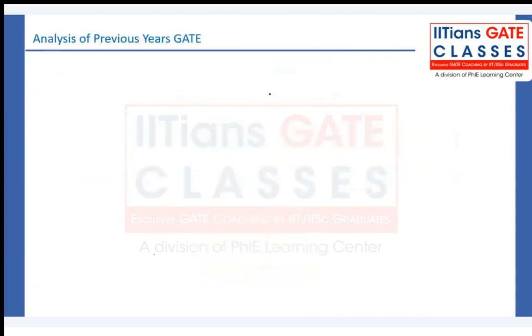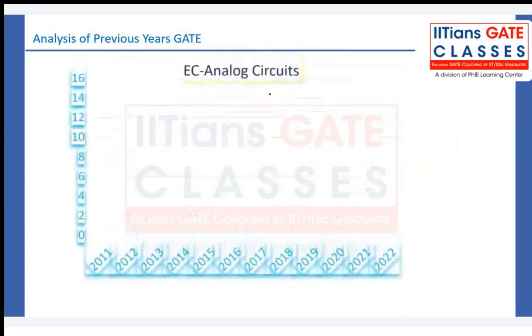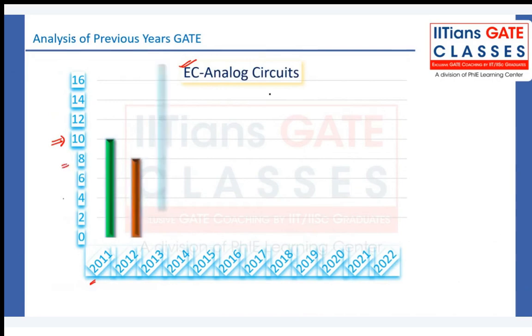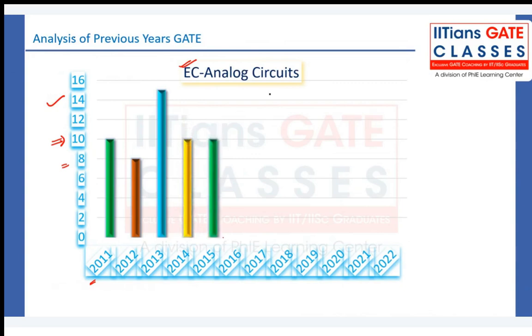If I talk about some of the analysis of the previous year GATE papers, particularly for electronics and communication, if you look at the weightage for this subject, in 2011 it was asked for 10 marks. You can see it starts with 10 marks, and in 2012 it was asked for 8 marks. In 2013 the weightage increased: out of 100 marks, 14 marks were asked for analog circuit. In 2014 again 10 marks. So on an average, this subject is asked for 10 marks.